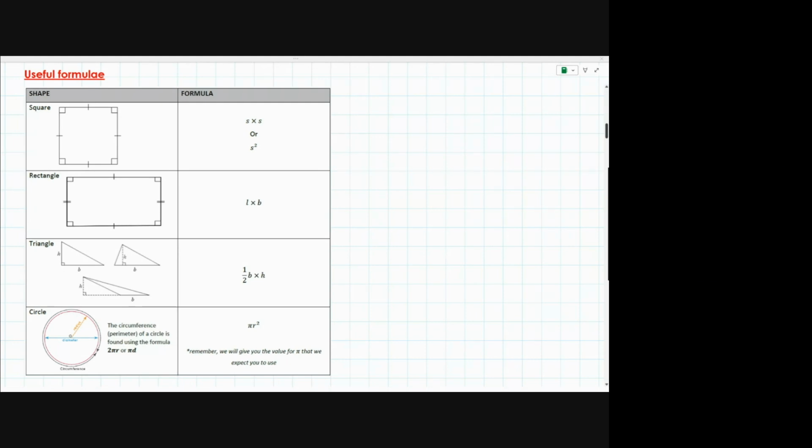But once again, it is just nice to know that when you see a formula, you know what it's talking about. So what I mean by that is, particularly with a circle, this formula down bottom left is for the circumference of a circle. So the outside length of your circle is 2 pi r or pi d.